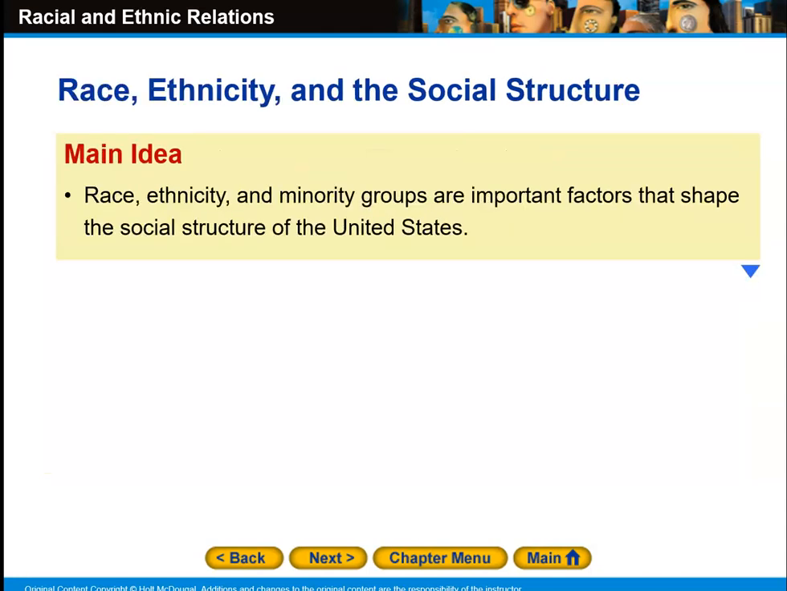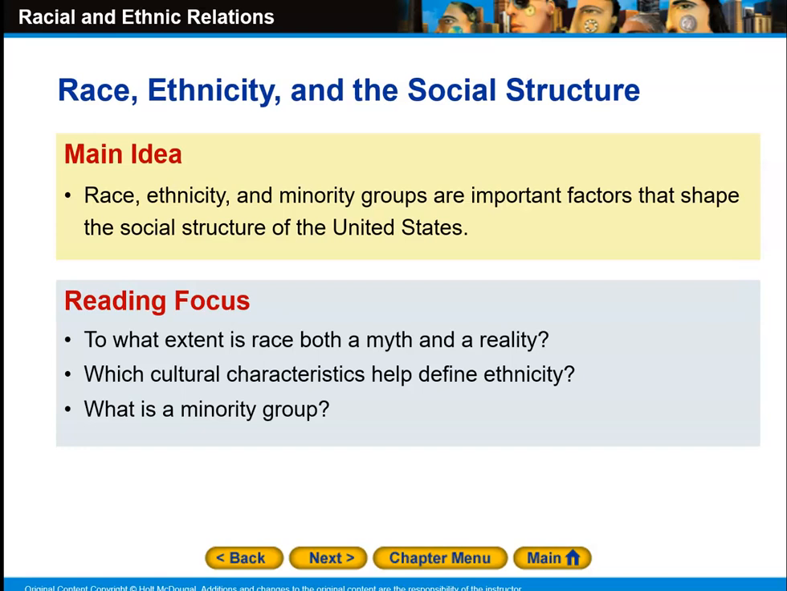Race, ethnicity, and minority groups are important factors that shape the social structure of the United States. The United States is largely built on race. To what extent is race both a myth and a reality? Which cultural characteristics help define ethnicity, and what is a minority group? So all these are questions you should be able to answer by the completion of this lesson.